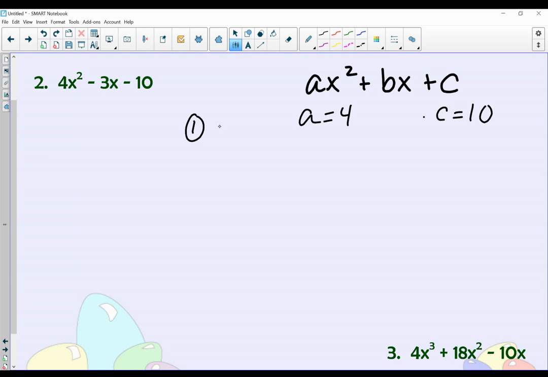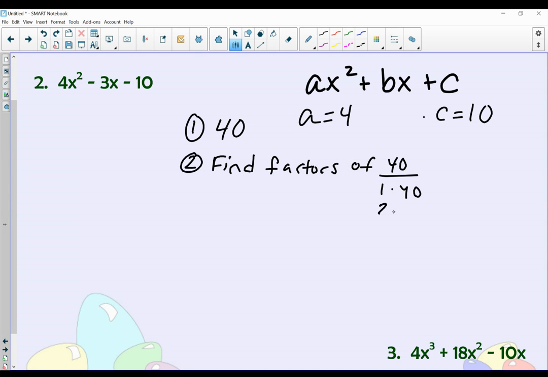So when we do factoring by grouping, the first thing that we want to do is multiply our a times our c, and we get 40. The second thing we want to do is find the factors of 40. I get 1 and 40, 2 and 20, 4 and 10, and 5 and 8.